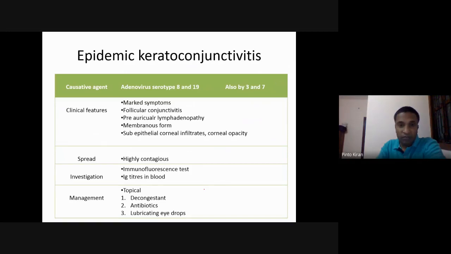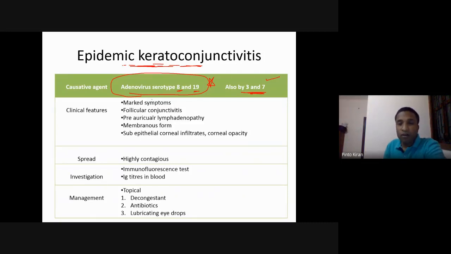Now we will discuss one by one. In epidemic keratoconjunctivitis, what you are supposed to remember is which serotype causes it. This is what you mostly see in an ophthalmic OPD. The majority of viral conjunctivitis is adenoviral, serotypes 8 and 19. This you have to remember, but this is only optional, sometimes it is also caused by 3 and 7.